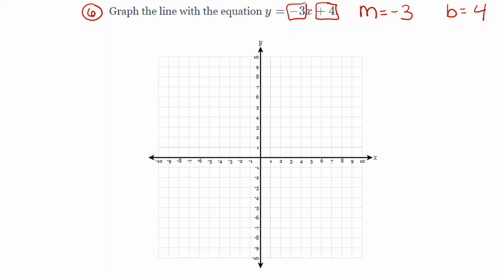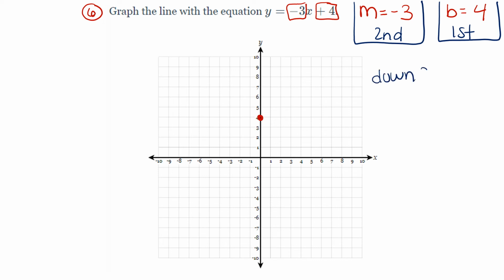When it comes to graphing the equation, we start by graphing the initial value. The y-intercept goes first. So we're going to put a point at positive 4 on the y-axis. Graphing the slope, or the rate of change, comes second. Because we have a negative 3 for our slope, negative is going to mean that we're going to move down 3. Because we don't have a fraction, we're just going to go to the right 1.